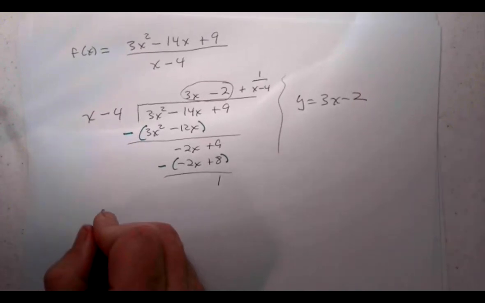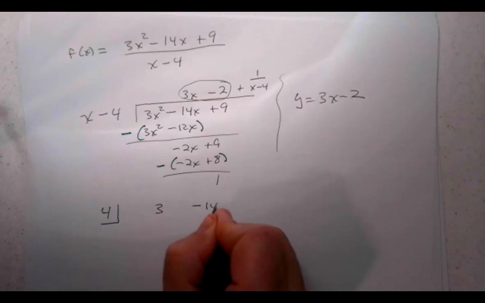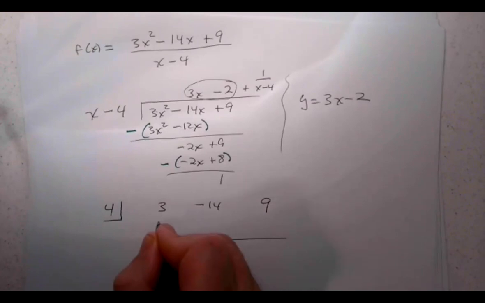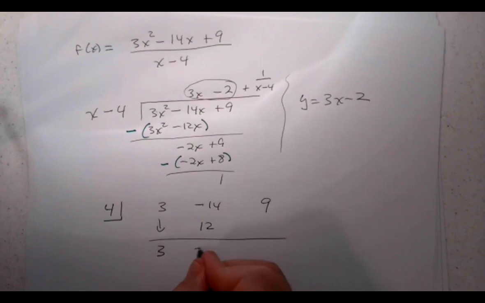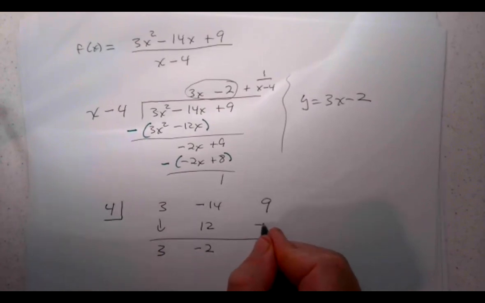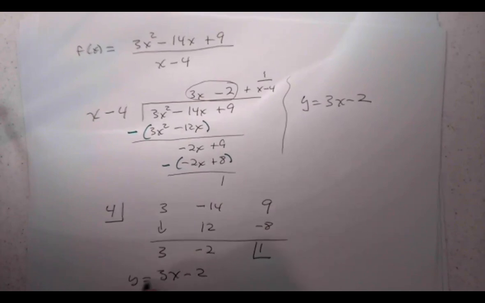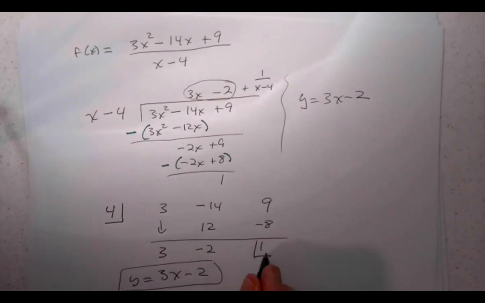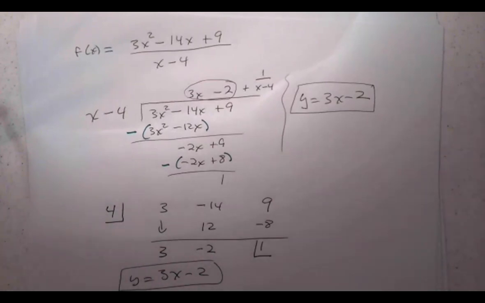If I'm doing synthetic division, I just put a 4 out there, x minus 4. We have 3, negative 14, 9. Bring the 3 down, 4 times 3 is 12. Negative 14 plus 12 is negative 2. 4 times negative 2 is negative 8. 9 minus 8 is 1. 3, negative 2 corresponds to 3x minus 2. And again, your equation there is y equals 3x minus 2 with remainder 1 over x minus 4. So that is our slant asymptote, our oblique asymptote, y equals 3x minus 2. Our vertical asymptote was x equals 4.